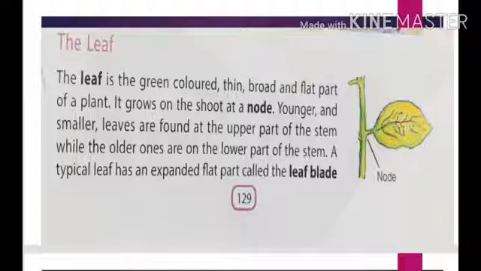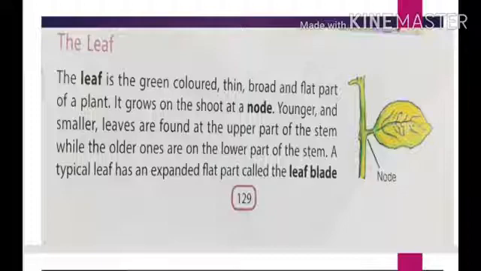Now, what is a leaf? A leaf is a very green colored, thin, broad and flat part of the plant. It grows on the shoot at a node. Younger and smaller leaves are found at the upper part of the stem, while the older ones are on the lower part of the stem.